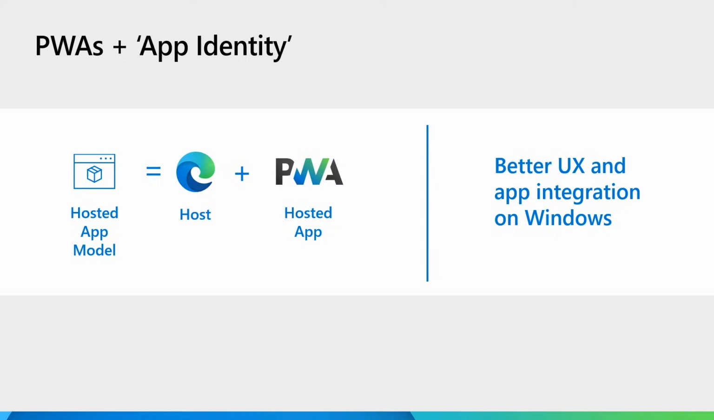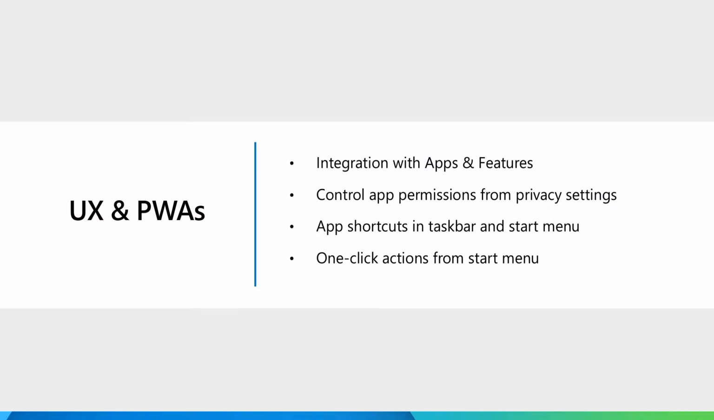This is relevant because it allows us to make continuous contributions to Windows to give users the best experience we can for PWAs. PWAs with app identity have a better integration with Windows. It allows for integrating it into other apps and features. You can now control app permissions right from the privacy settings.